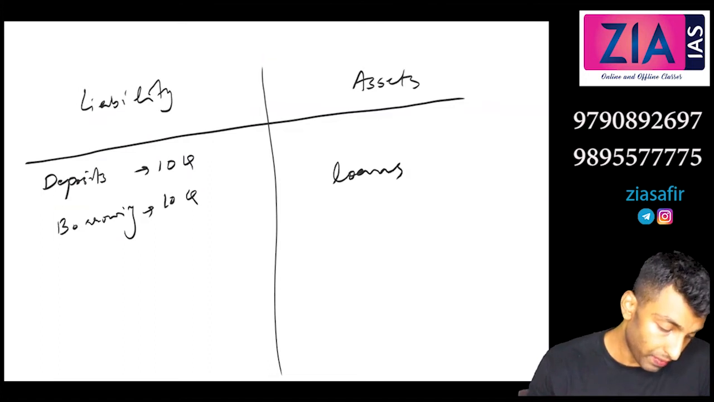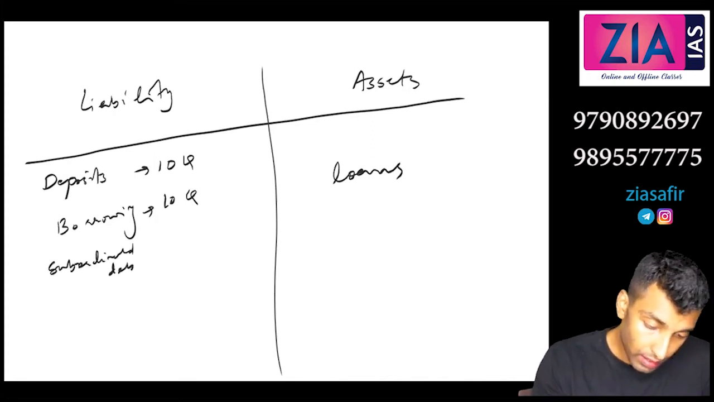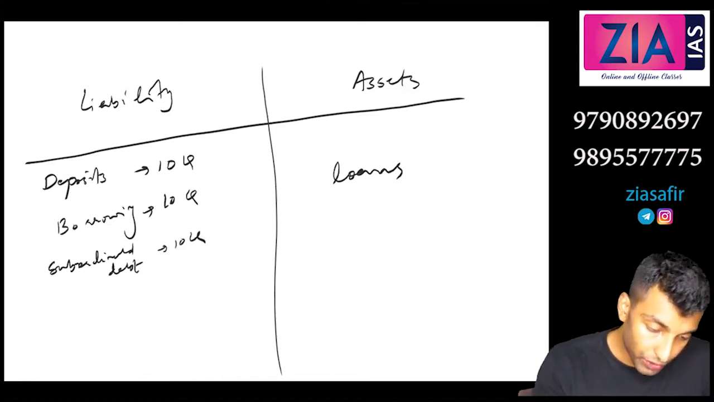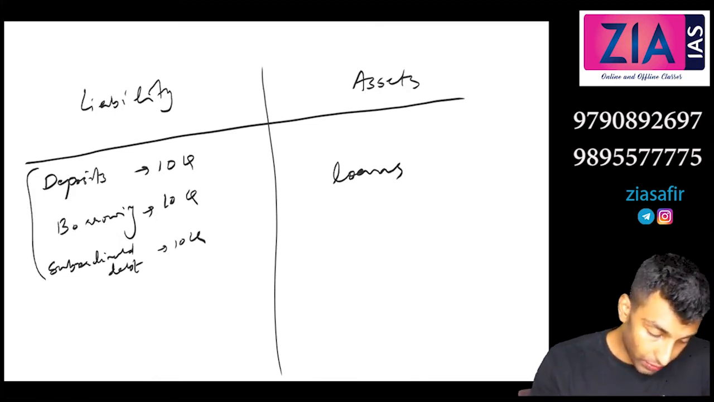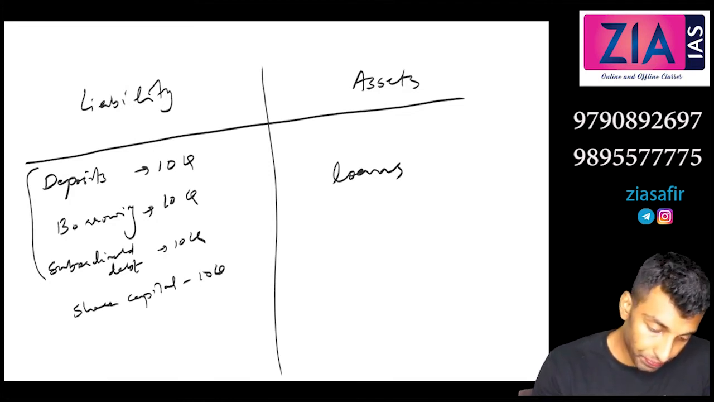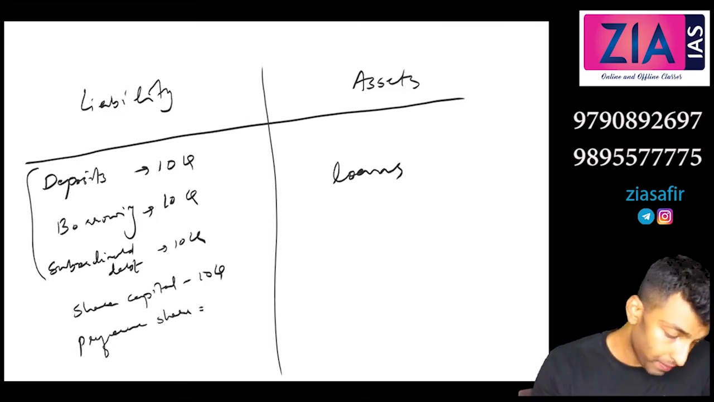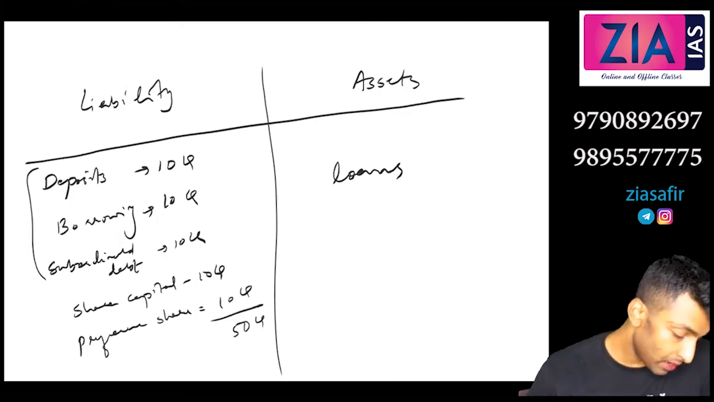Loans. Okay, so deposits, borrowings, and then subordinated debt. Subordinated debt, let's say 10 crore. Okay, then let's talk about owner's equity here. So this is the debt part, the main part. Then owner's equity, that is share capital, let's say 10 crore. And then preference share, let's say 10 crore. So how much is it in total? 50 crore.